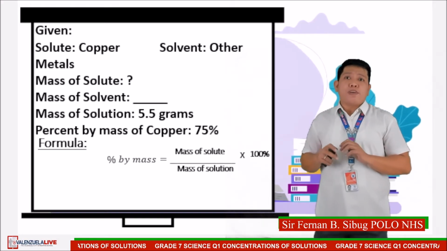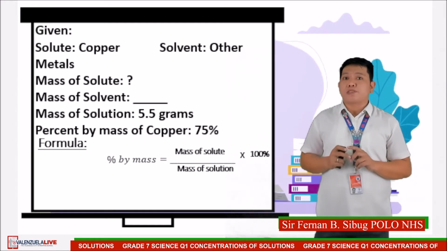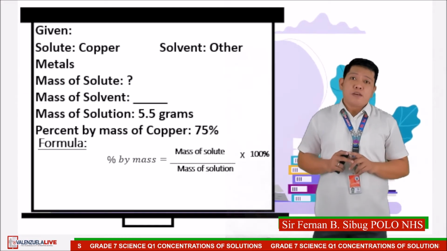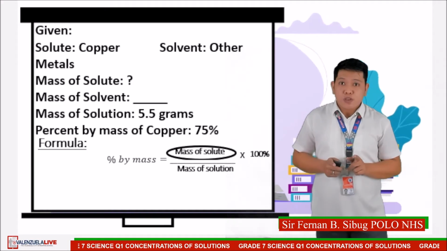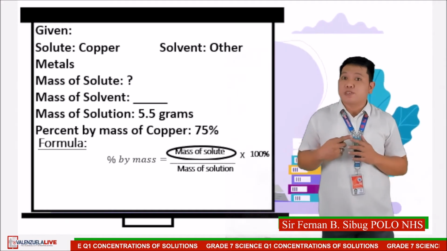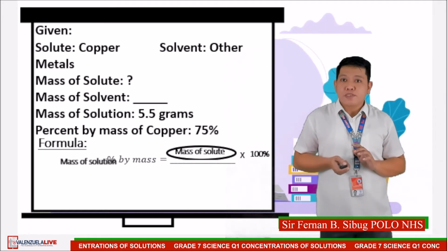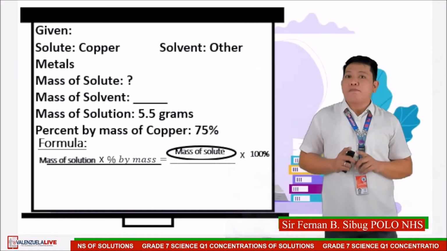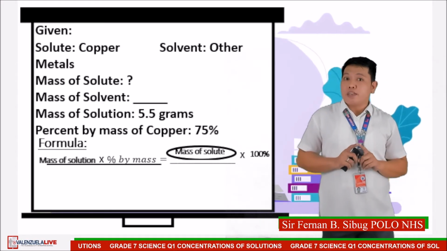Writing the formula, we have the general formula of percent by mass is equal to the mass of solute over the mass of solution multiplied by 100%. But for this problem, we are looking for the mass of solute. So we need to derive the formula in order to calculate the mass of solute. We need to cross multiply. So we will have mass of solution multiplied by percent by mass is equal to the mass of solute multiplied by 100%.